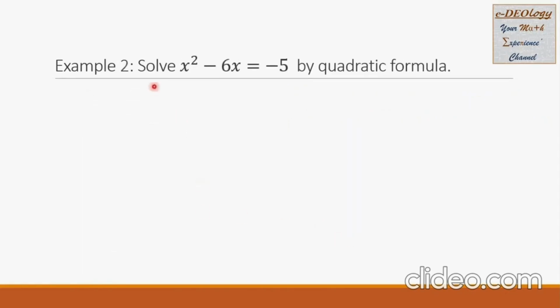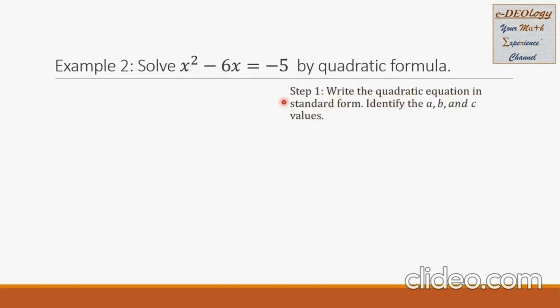Let's have example 2. Solve x squared minus 6x equals negative 5 by quadratic formula. Step 1. Let us write the equation in standard form. We can see here that the constant negative 5 is on the right. The standard form says the right side must be equal to 0. So we will transpose the negative 5 to the other side of the equation, and the sign must be changed. So the negative 5 becomes positive 5 on the left side, and it is equal now to 0.